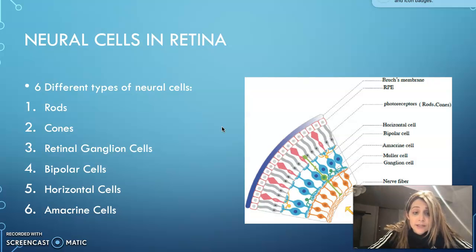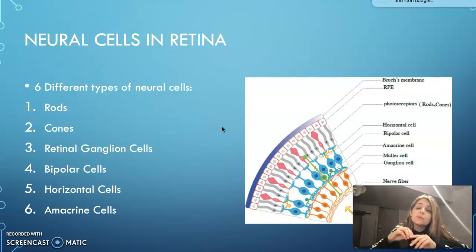The next type of cells that we're going to be looking at are the cones. The cones are receptors just like the rods. They exist in lesser amount than the rods. Again, they get their name from their shape. They look like a cone as well. The difference between these two is the location. We said that the rods are present on the periphery of the retina, whereas the cones are present more in the central, in the middle of the retina.